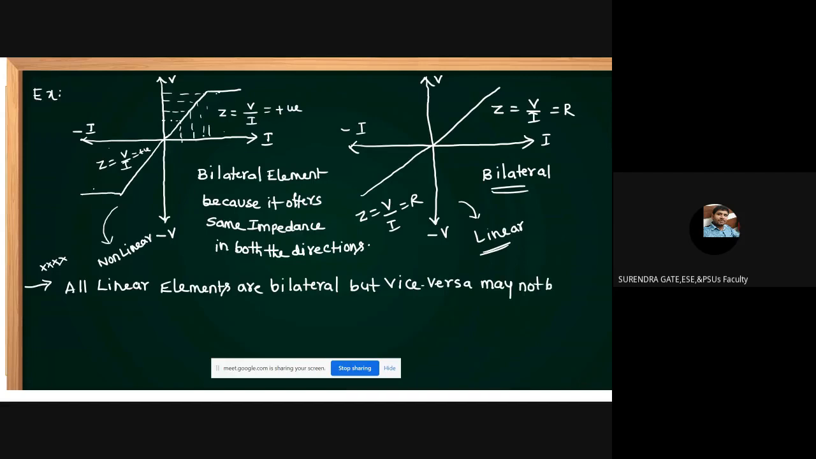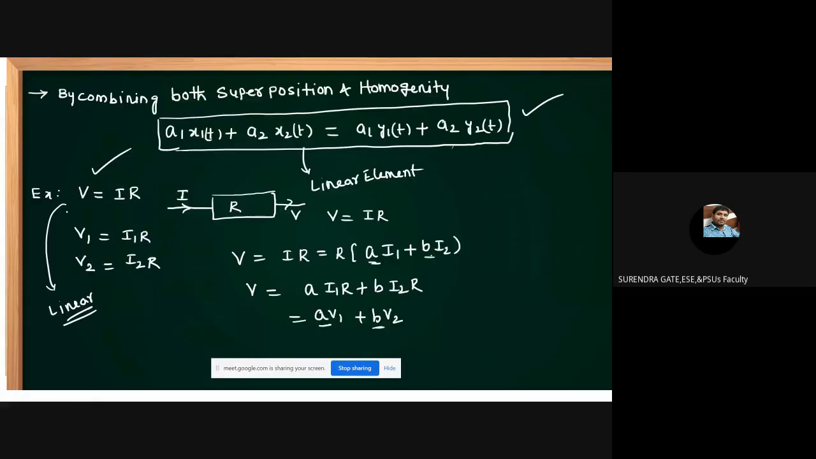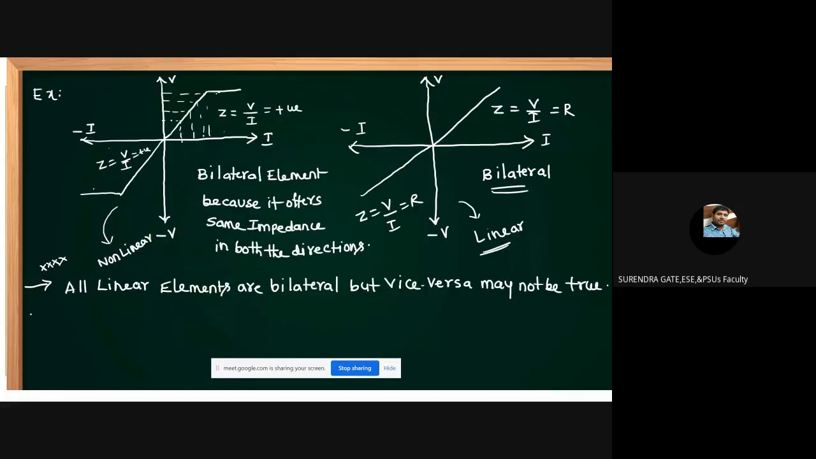May not be true, but vice versa may not be. This statement you remember to answer any theory questions. Here one more character, sir, one more example I am giving here. Can you identify whether it is unilateral or bilateral?